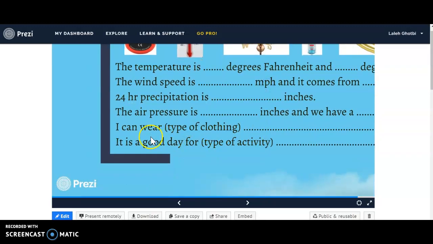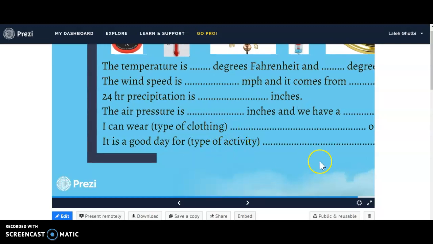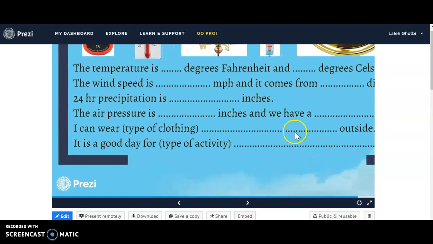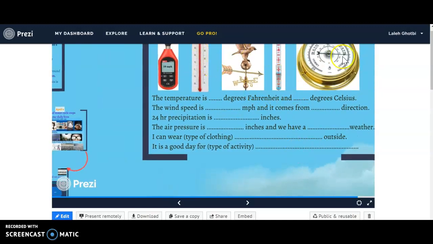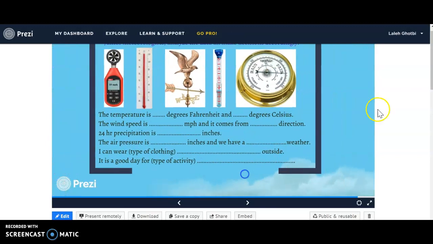Then it's asking you, okay, based on what you know about the air pressure, temperature, and everything else, what type of clothing you would wear and what activity is a good activity for outside. You can choose anything you want as long as it goes well with the weather data you have.